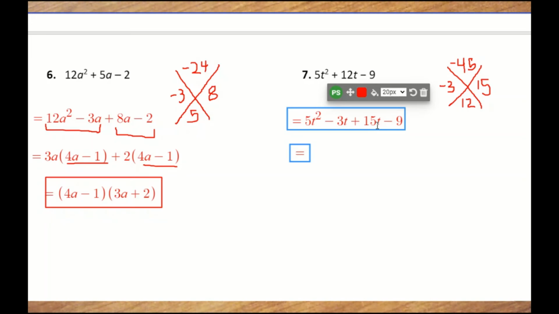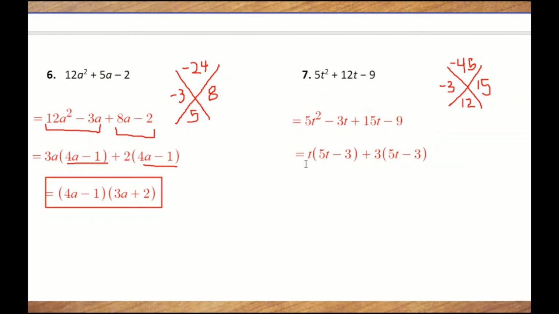So the GCF in that first group looks like it's just t, so that leaves us with 5t minus 3, and the GCF in our second group is 3, so I get 5t minus 3. Those two binomials in the parentheses are the same, looking pretty good here, so we get 5t minus 3 and t plus 3.